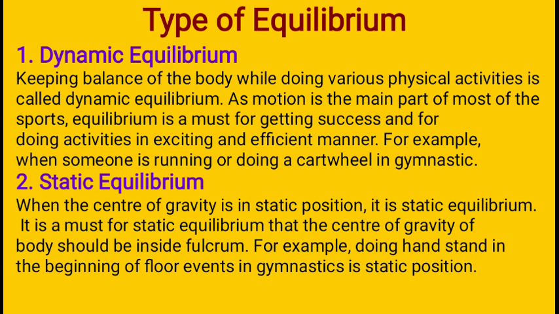Then there are different types of equilibrium. Now, what do you mean by dynamic equilibrium and static equilibrium? There are two types, dynamic as well as static. Equilibrium means balancing the body. Dynamic means when the body or any object is in motion. Static means when they are stable. At that time, you maintain the equilibrium or stability. And when the body is in movement, at that time also you maintain the stability.